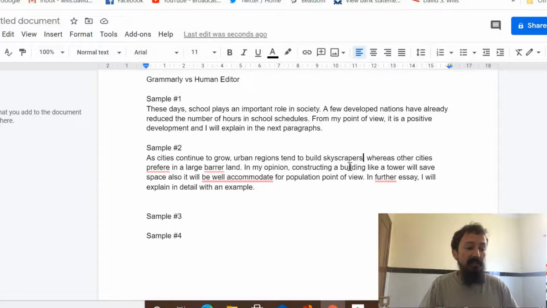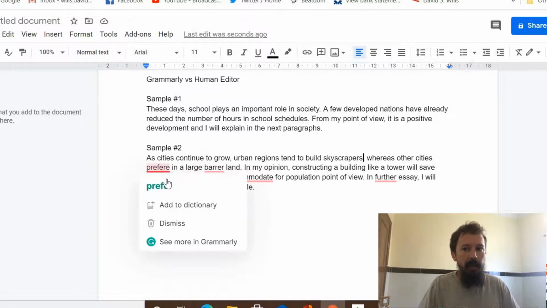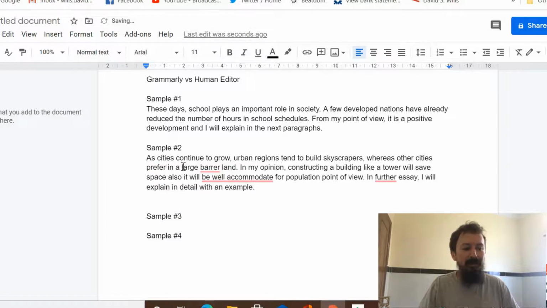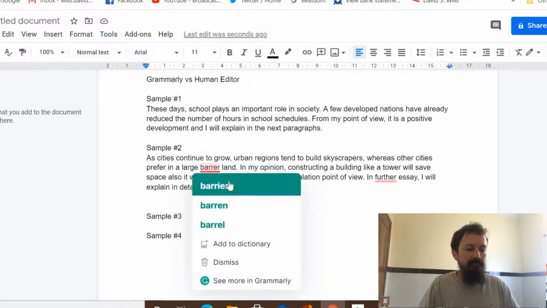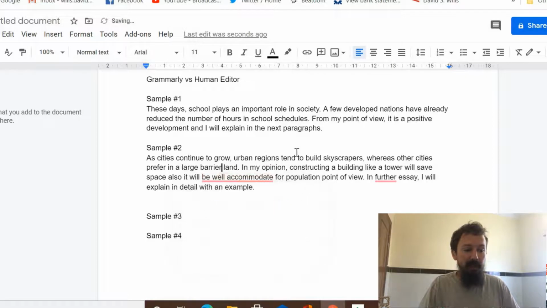So urban regions tend to build skyscrapers, whereas other cities prefer. So I think this person was French, and in French I think that is how you spell prefer. So the spelling was wrong there. A large, I'm guessing this is supposed to be barrier land. I don't quite know what this person is trying to say here. This sentence is now grammatically correct, but in terms of meaning, I would have to speak with this person and ask them, what do you mean by barrier land? There's no phrase like that really in English.